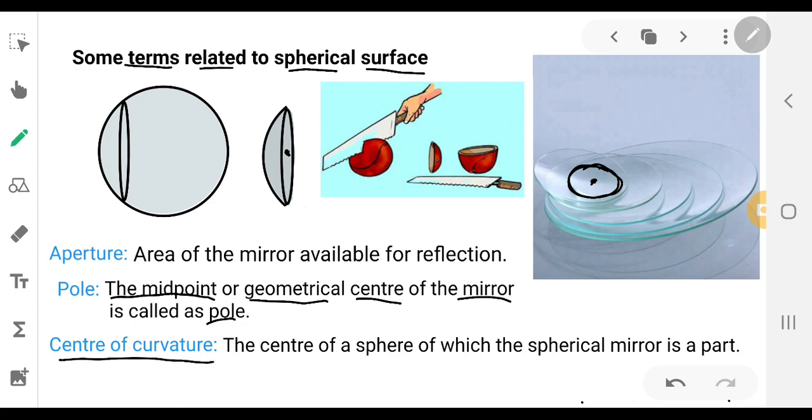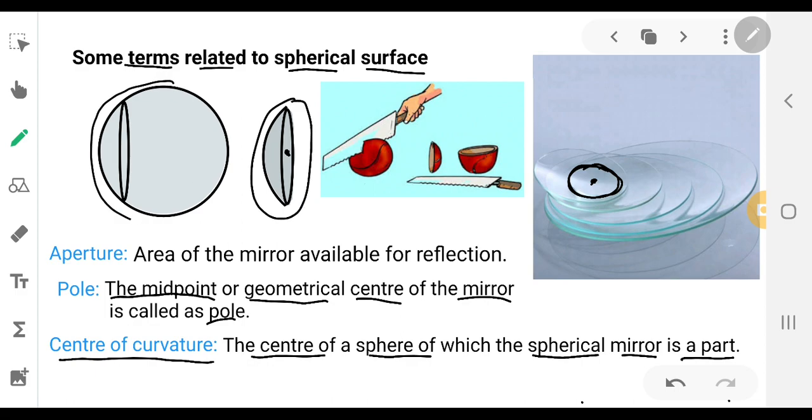Center of curvature. The center of a sphere of which the spherical mirror is a part. Before this spherical surface was cut and taken, it was a part of this sphere. So the spherical surface is the part of this sphere. So the center of that sphere, whose part is our spherical mirror, that point is called the center of curvature.